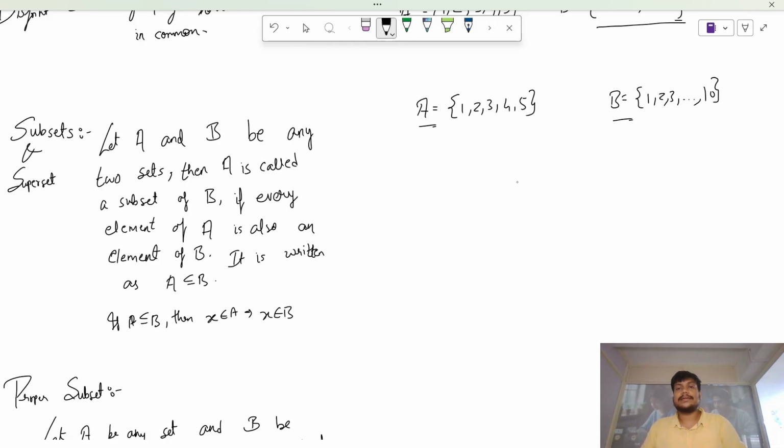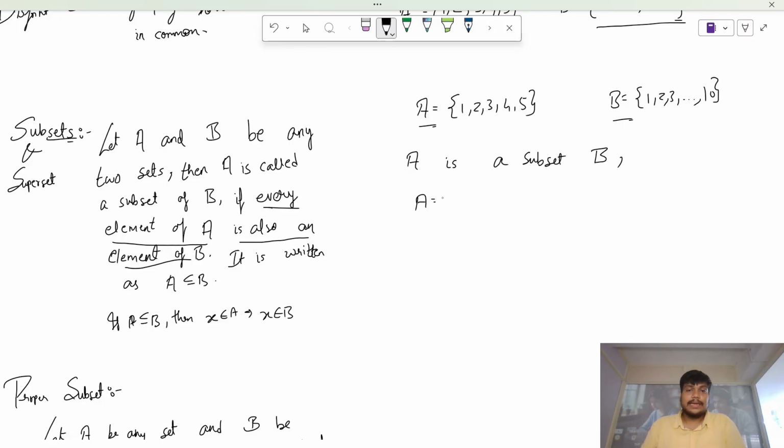Let's try to understand that. Subsets. What are subsets? Let A and B be any two sets. Then A is called a subset of B if every element of A is also an element of B. What does it mean? We have two sets, and we can call A a subset of B. If I want to say A is a subset of B, then what should I do? I have to show that every element of A is also an element of B.